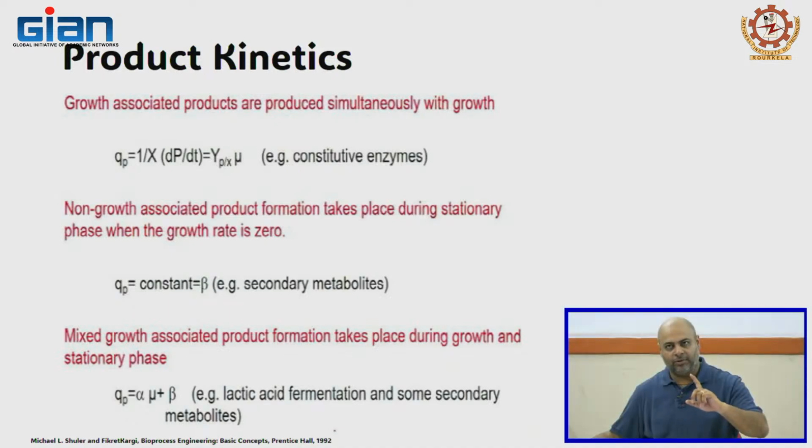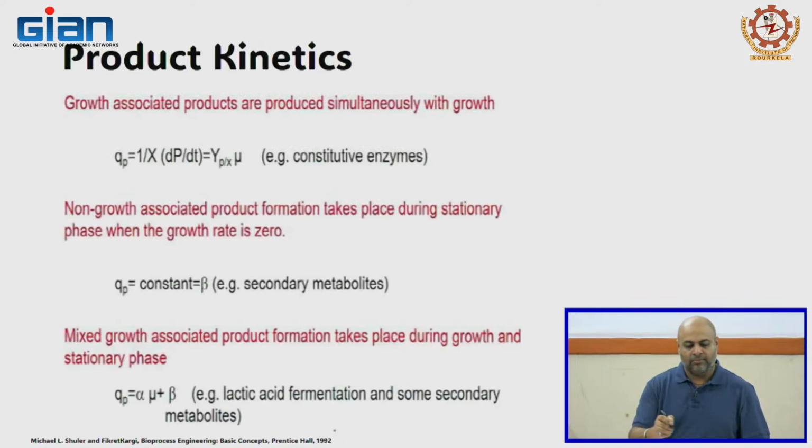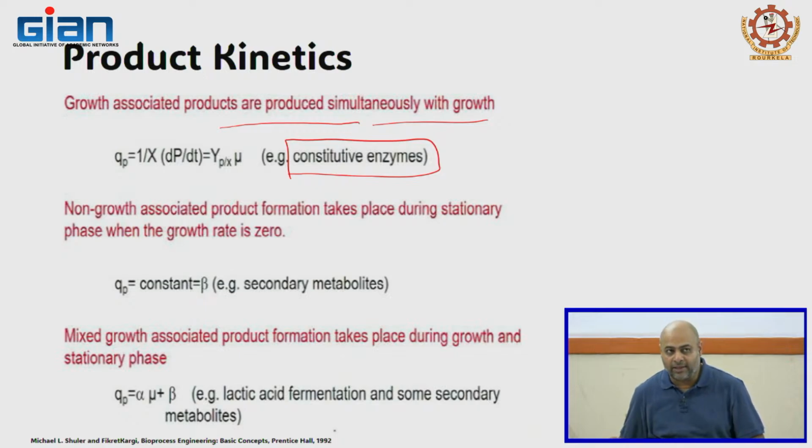Now, we have discussed the growth kinetics. Now, let us discuss the product kinetics. Growth associated products are the products produced simultaneously with growth. Examples are constitutive enzymes. Now, what are these constitutive enzymes? They are the enzymes that are produced by the cell for their own growth. These are the ones which are produced during your exponential growth phase.